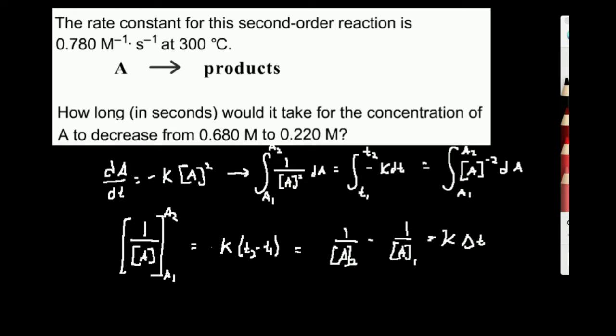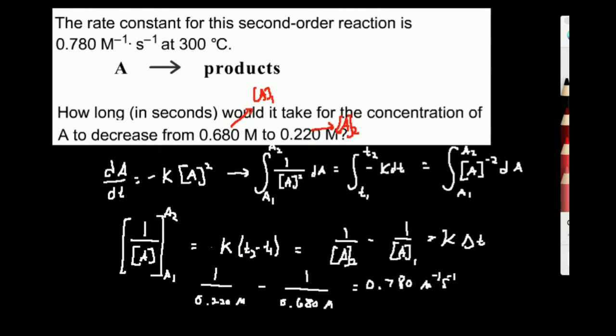All right. Now is where we're going to actually start solving the problem, no matter what course you're in. I have this expression right here. This is one form of the integrated rate law for a second order reaction. I'm going to plug in numbers, remembering that this is the concentration of A2, and this one is my initial, that's the concentration of A1. So 1 over the concentration of A2, 0.220 molar, minus 1 over A1, 0.680 molar, is equal to the rate constant, 0.780 inverse molar inverse second, multiplied by delta t.